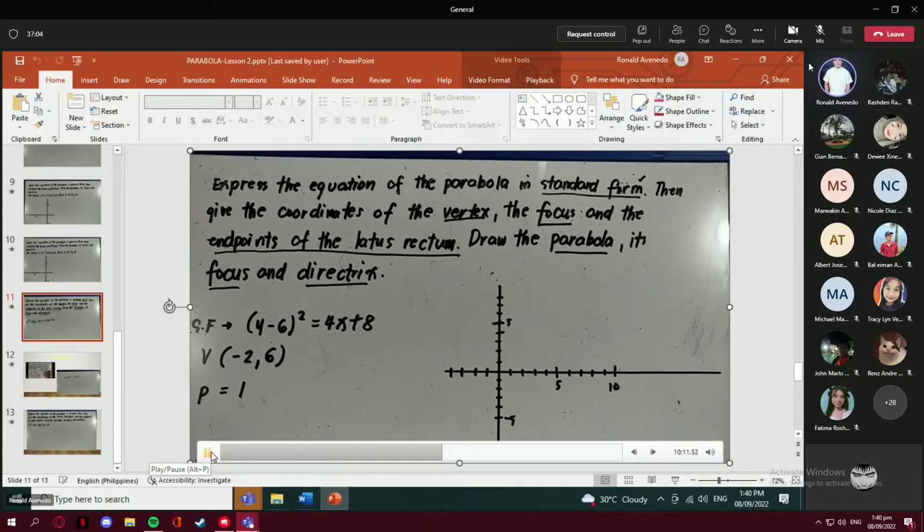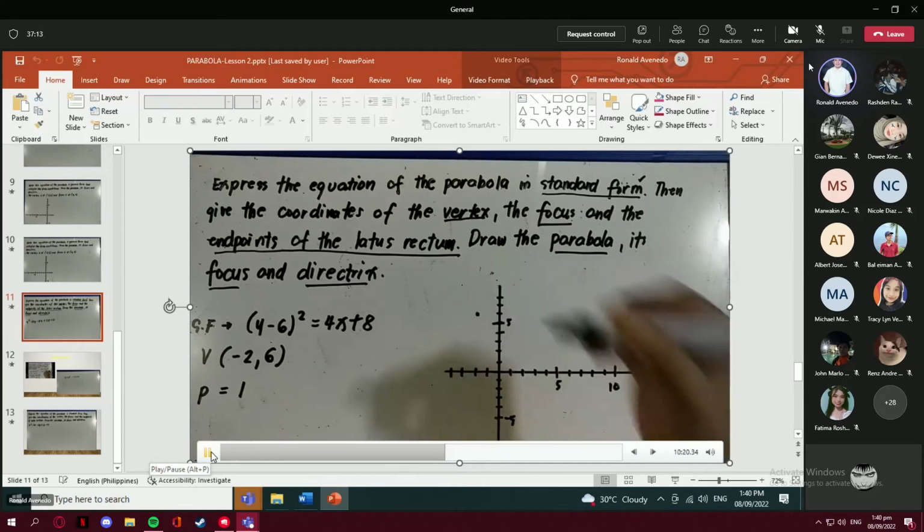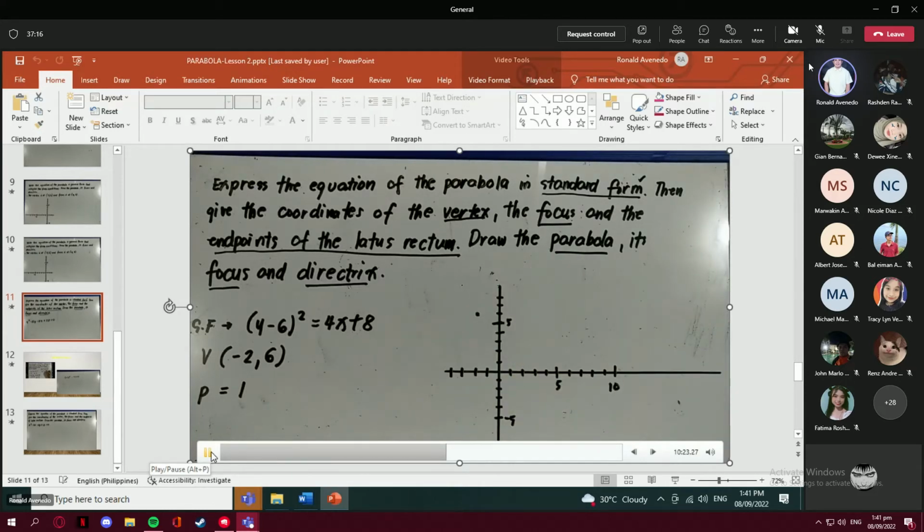So let's do the counting. First, negative 2, 6. Vertex is negative 2, 6. So, andito yung vertex. Our P, since this is in the form of y minus 6 squared, so, yung equation kanina is y squared. So, therefore, this is open to right or open to left. And to decide if it is right or left, then look at the sign of our P. Since this is positive, so our graph is open to the right.